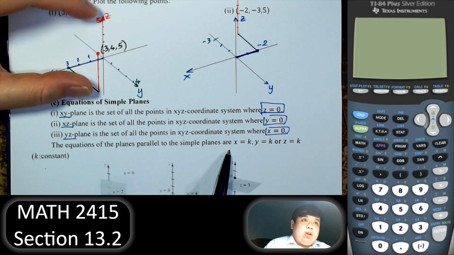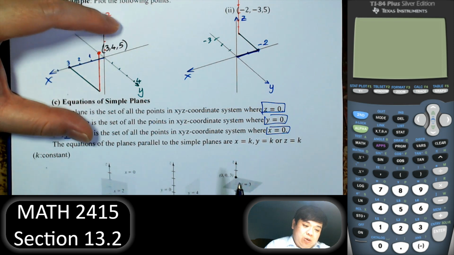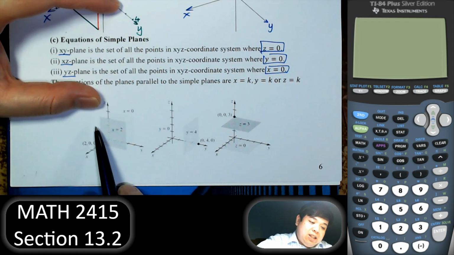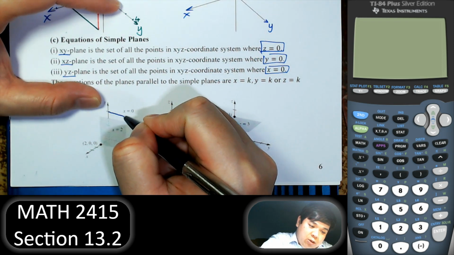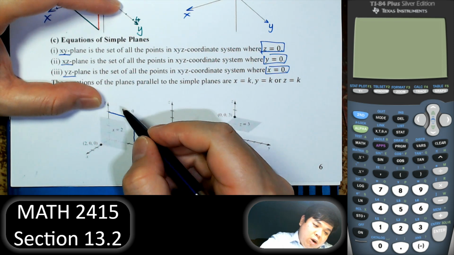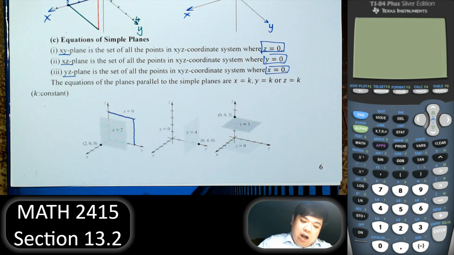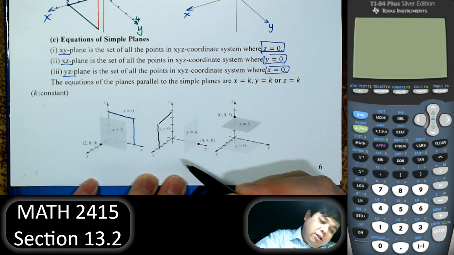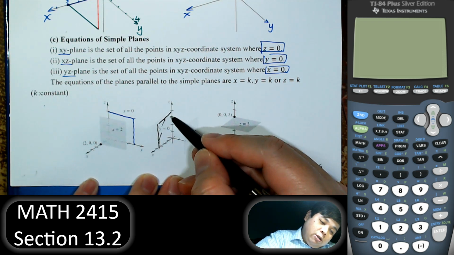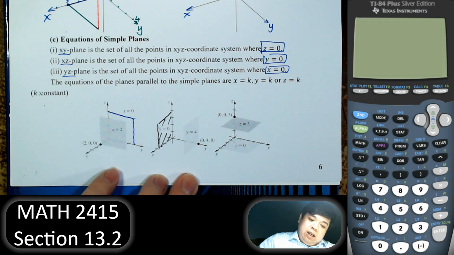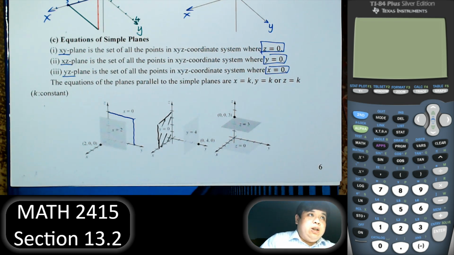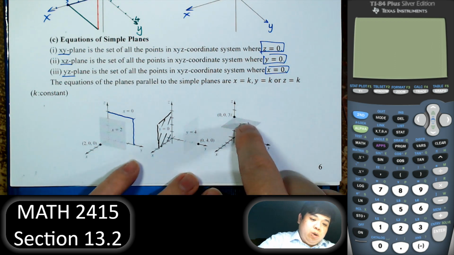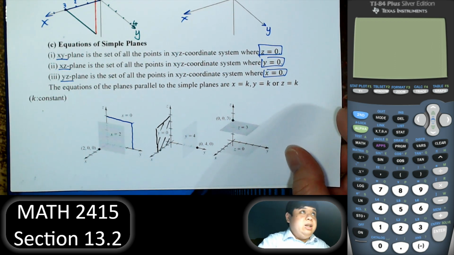We also have x equal to constant, y equal to constant, and z equal to constant. Like x equal to 2 will be parallel to x equal to 0. Y equal to 4 is parallel to y equal to 0. That is y equal to 0. And then z equal to 3 is parallel to z equal to 0, but it goes to where z equal to 3 instead.